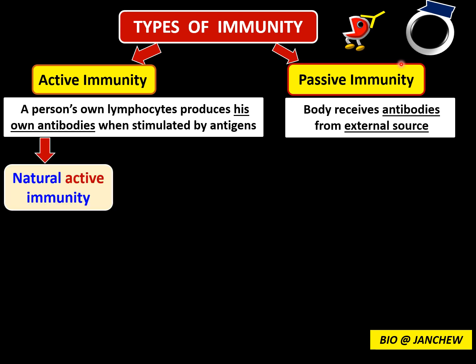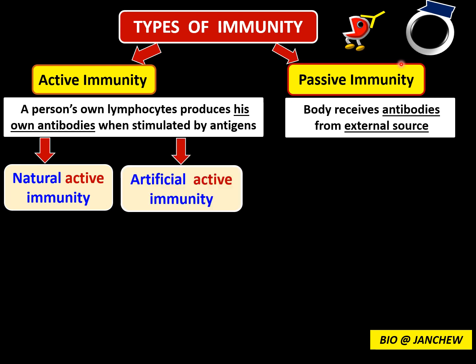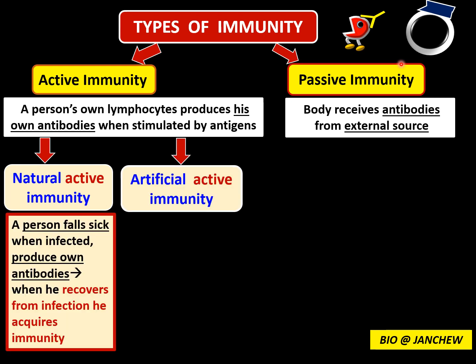Now, active immunity can be divided into natural active immunity and artificial active immunity. In natural active immunity, a person falls sick when infected, and then his lymphocytes start to produce specific antibodies in order to destroy the pathogens. After that, he recovers from the infection and he will have a high level of those specific antibodies already. So he has gained natural active immunity, for example, for diseases like chickenpox and measles.